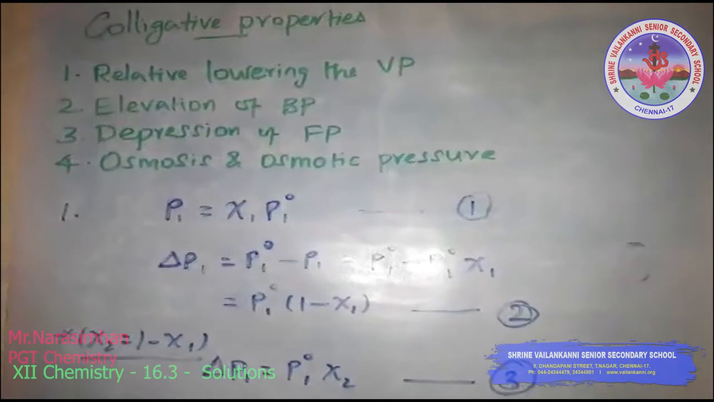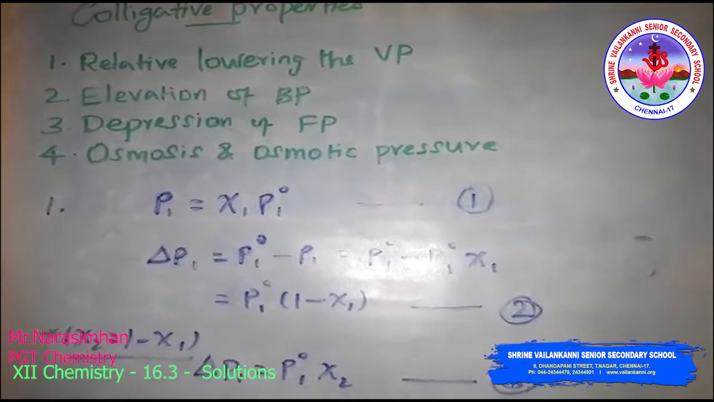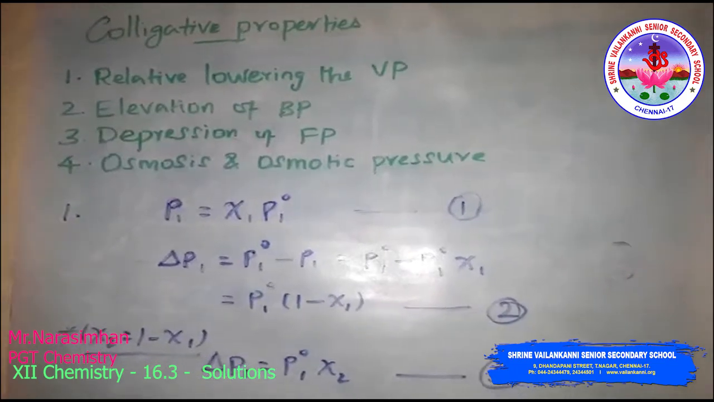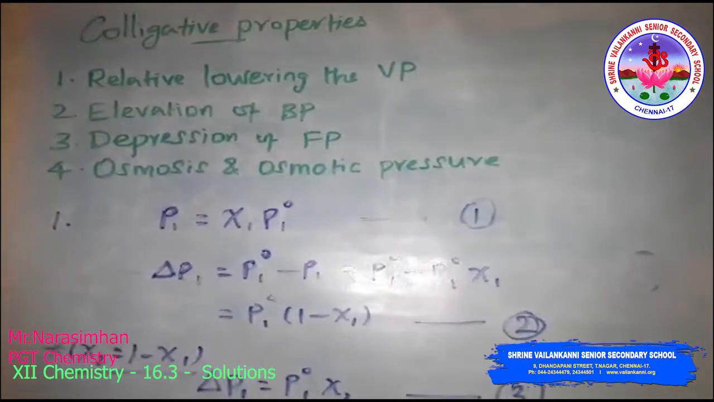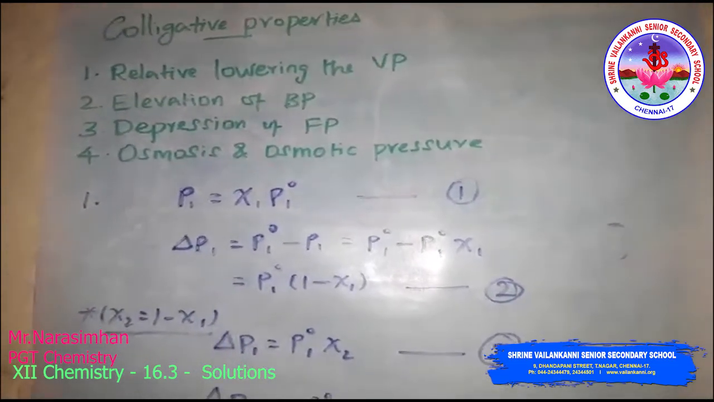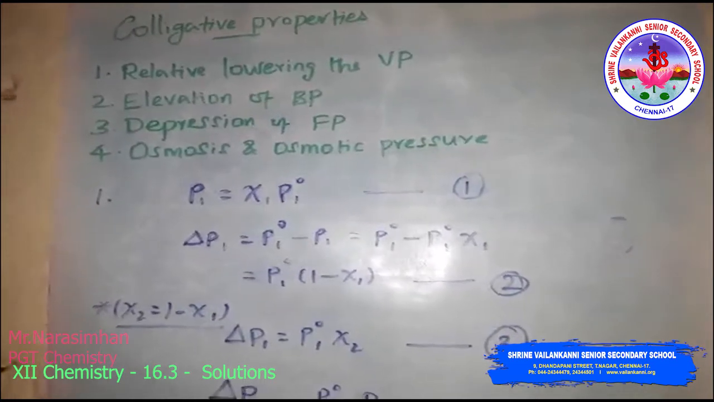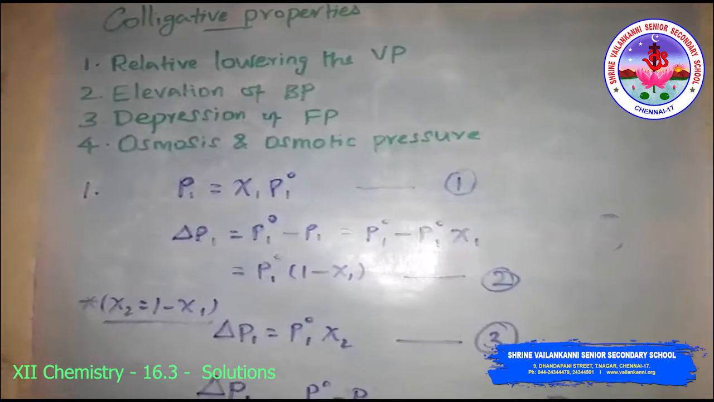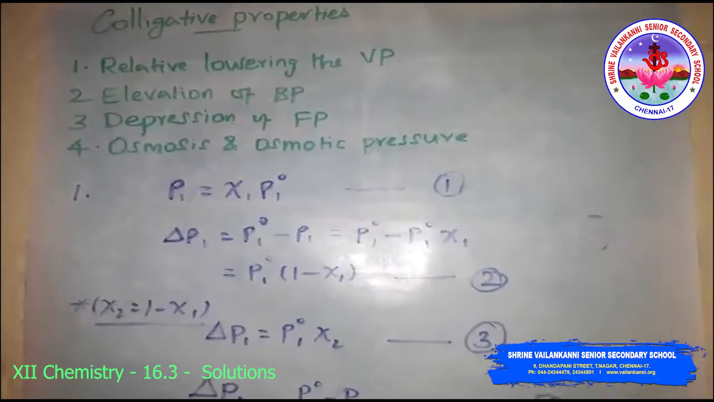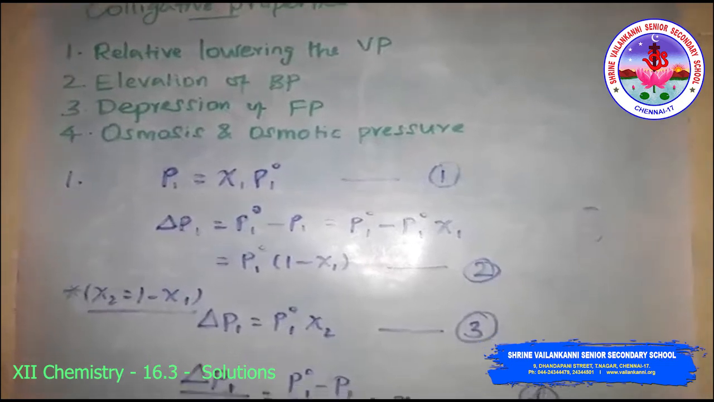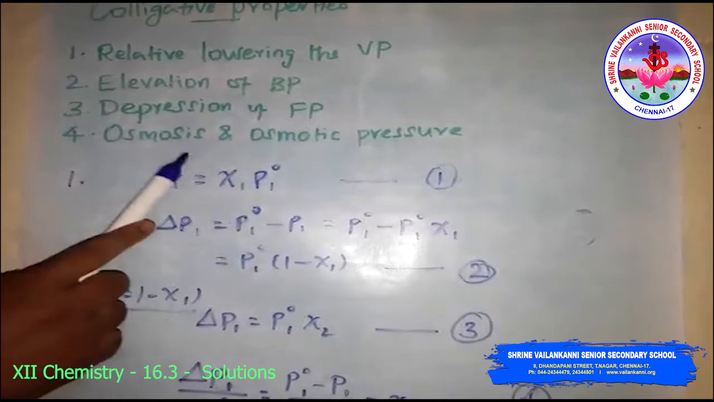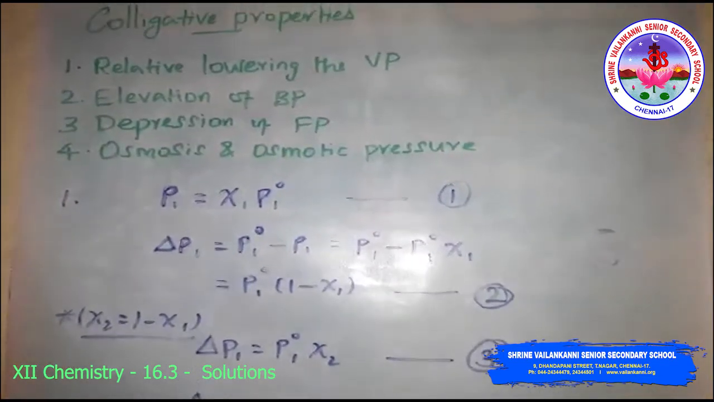Colligative properties. We already learned that the vapor pressure of a solution decreases when a non-volatile solute is added to a volatile solvent. So there are many properties of solution which are connected with the decrease of vapor pressure. These are the relative lowering of vapor pressure, elevation of boiling point, depression of freezing point, osmosis and osmotic pressure.